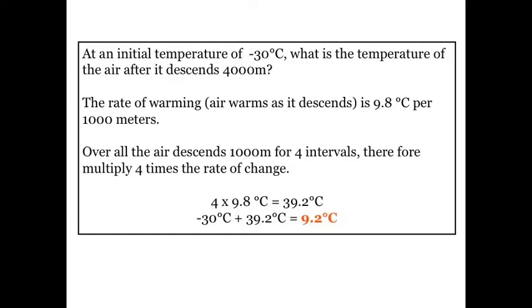The rate of warming, air warms as it descends, is 9.8 degrees Celsius per 1,000 meters. Overall, the air descends 1,000 meters for 4 intervals. Therefore, multiply 4 times the rate of change, which is 9.8 degrees Celsius. Then, add the amount of change to the temperature that was given, which was negative 30 degrees Celsius. This gives you an answer of 9.2 degrees Celsius.